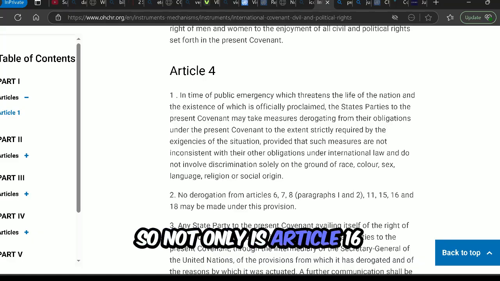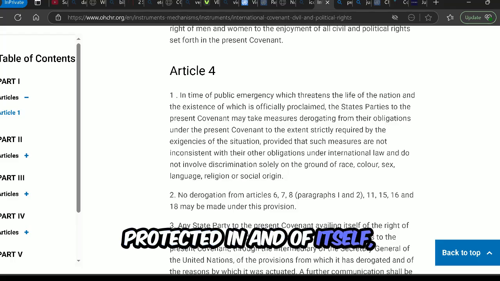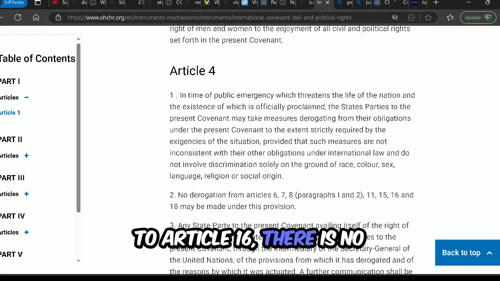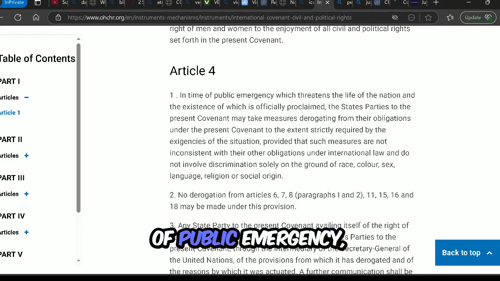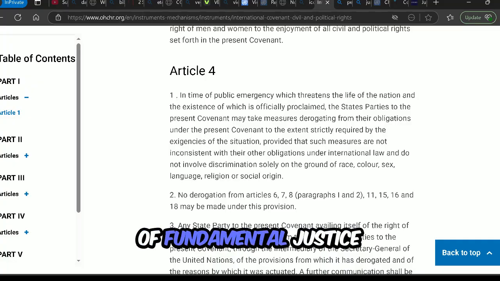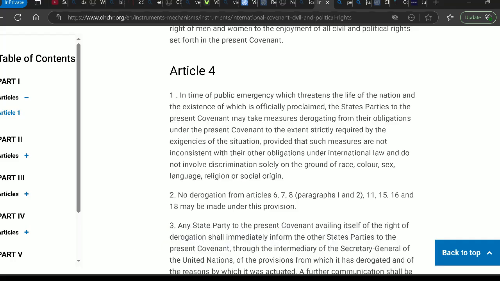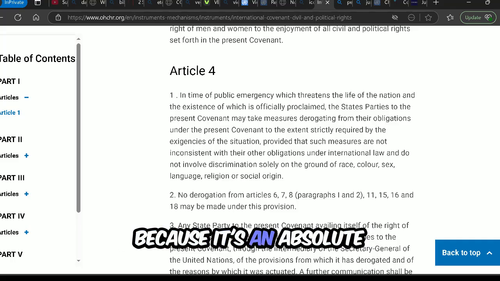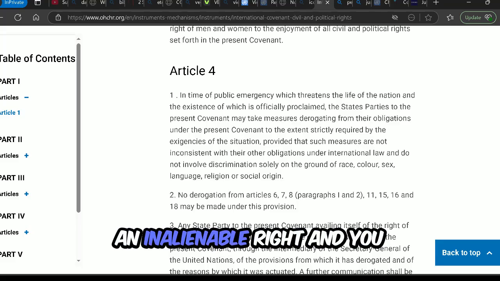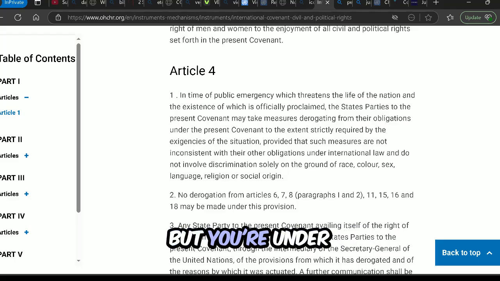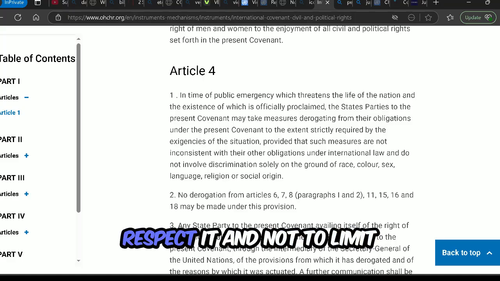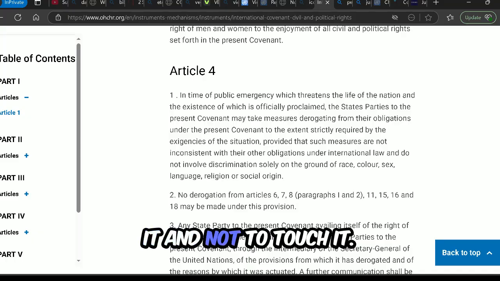So not only is Article 16 protected in and of itself, because when we look to Article 16, there is no limitation that can be placed upon it directly. But even during a time of public emergency, the principles of fundamental justice say you still cannot touch this right. And why's that? Why can't you touch it, State Party Canada? Well, because it's not yours to play around with. Because it's a natural right. Because it's an absolute right. Because it's an inalienable right, and you didn't give it to us. But you're under international obligation to respect it, and not to limit it, and not to touch it.